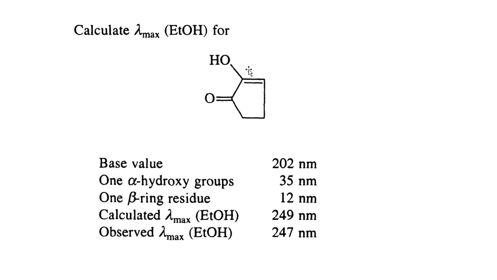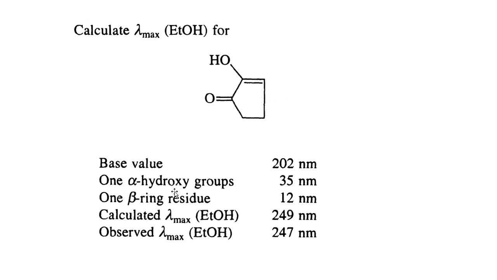Then consider this molecule. It is a 5-membered cyclic alpha beta unsaturated ketone. See, here it is the alpha position which has a hydroxy group as a substituent, and it is the beta position which has a ring residue.